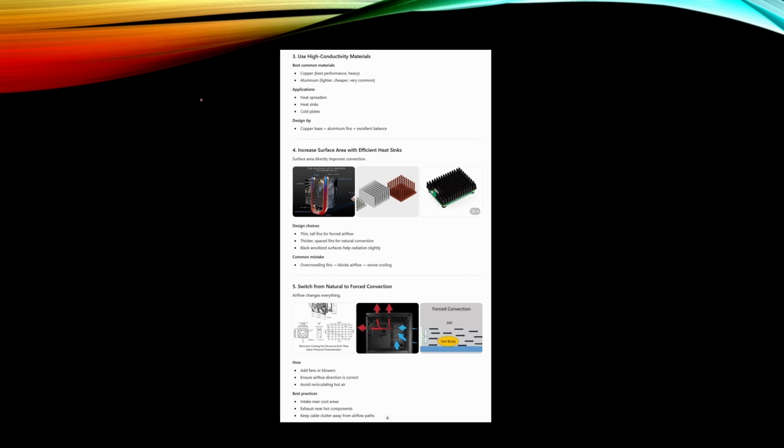When selecting high conductivity materials, we can say that copper is the best, but it's heavy. Aluminium has a smaller thermal conductivity, but it's light. So one design tip is to use a copper base and aluminium fins. You can add heat transfer by adding surface area. You can add fins, which increases your surface area. But when you are adding fins, be very careful that you are not blocking your airflow.